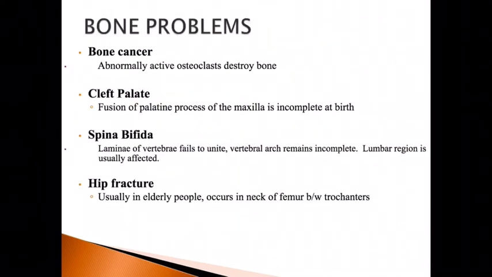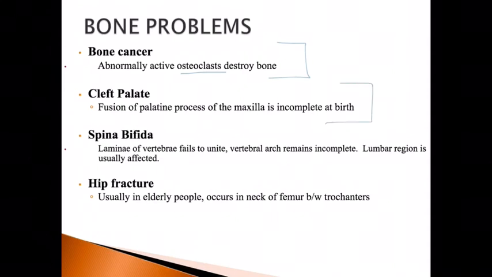All right, some problems that happen with bone. One, bone cancer. Obviously, active osteoclasts destroy the bone in bone cancer. So basically they're having these osteoclasts multiply at an alarming rate, and then they end up destroying the bone.